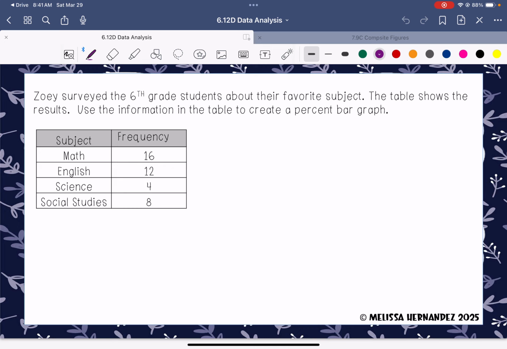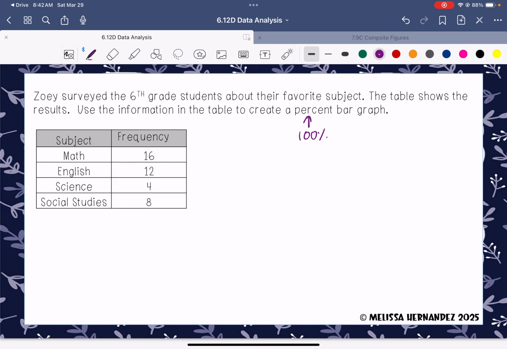Okay, so it says math is 16. In other words, 16 students said math was their favorite subject. 12 said English. Science was 4. And then social studies was 8. Since we're talking percent, you have to remember percent is out of 100. So the whole is 100%.